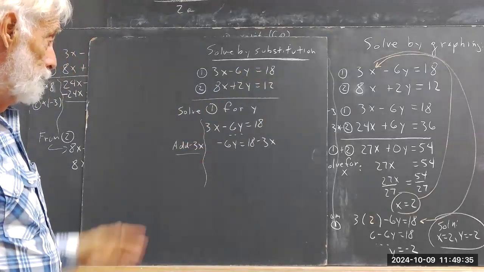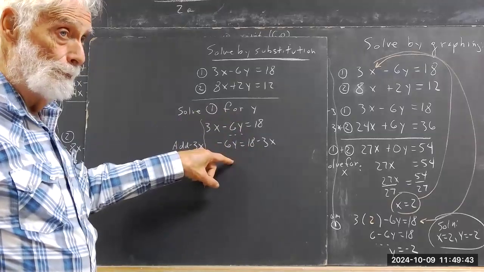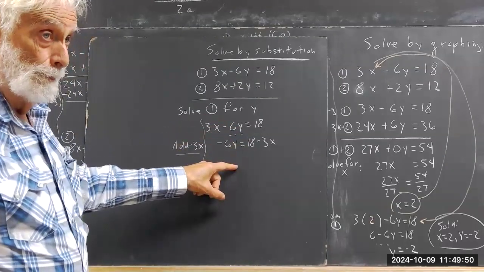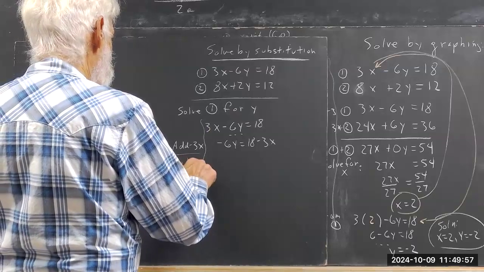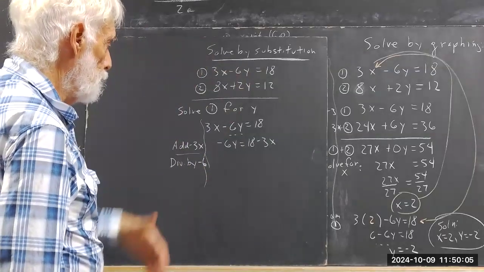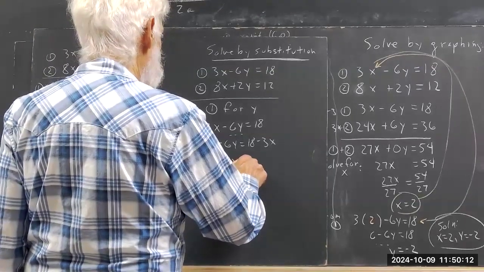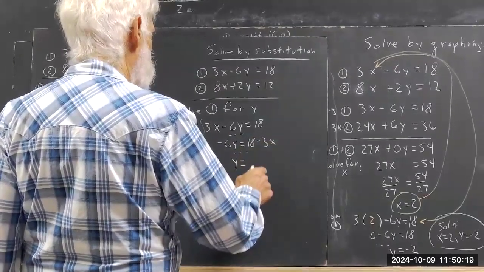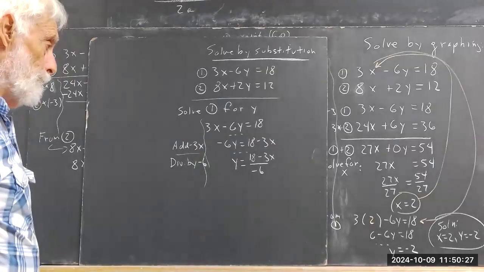But I think at this stage, if I put a step down here that skips a step, you know what step is being skipped and you can fill it in. And you should if you're not sure how we get from here to here. Okay? And then we just divide both sides by negative 6. When I say add negative 3x, automatically I mean do this to both sides. Divide by negative 6, it means do this to both sides. When you divide by negative 6, you get y equals, and I'll put some dots there, fill in the steps if you need to, 18 minus 3x over negative 6.